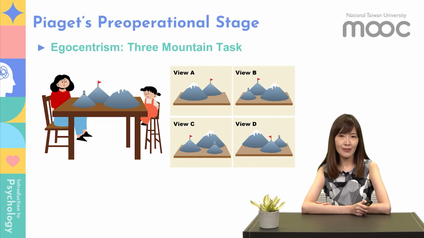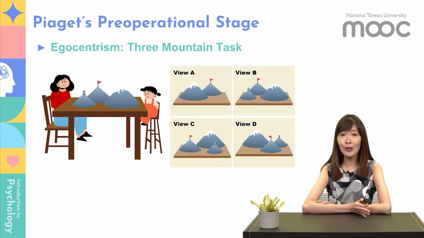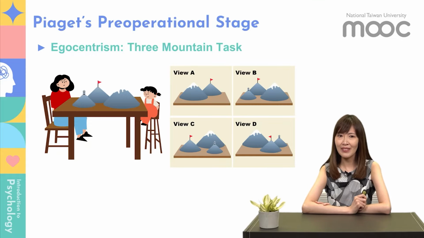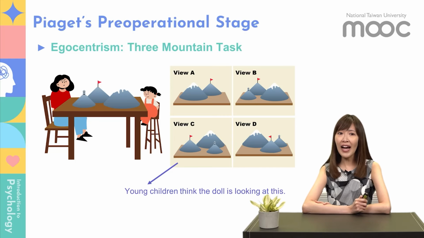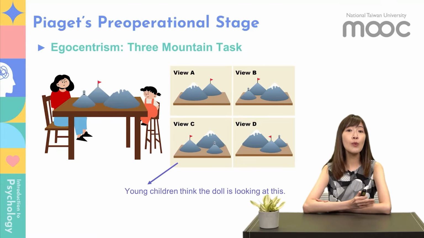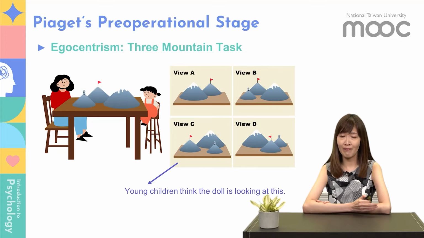Then what is the answer? Well, we know the correct answer is A. The snow mountain is on the left and the red flag is on the right from the doll's view. But what would children say? They would say C. Why? They believe that the doll experiences the world the same way they do, and that is egocentrism. They're not able to take the viewpoints of others. That's why they think that, oh, you see what I see and you feel what I feel. So that is egocentrism. That's why they would answer that the doll is looking at view C.